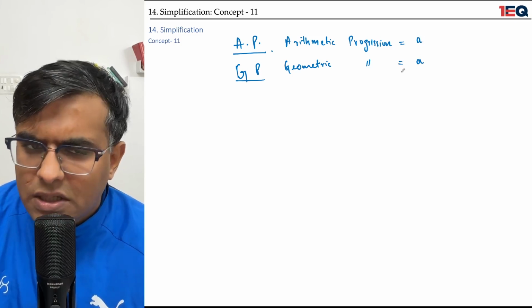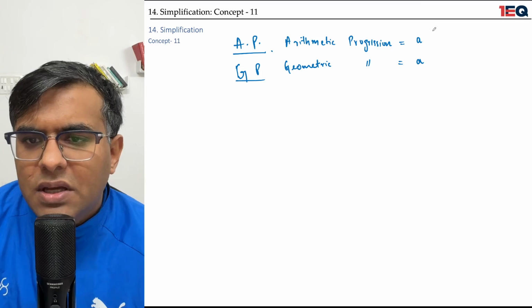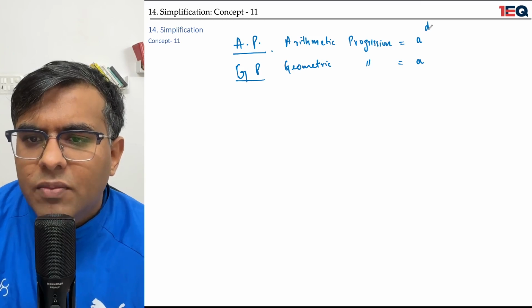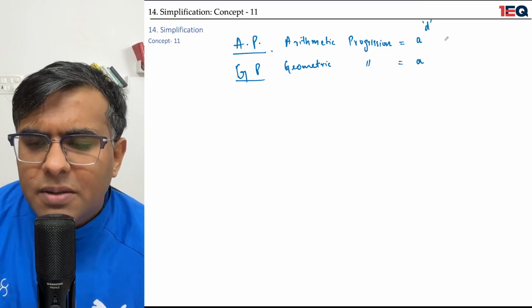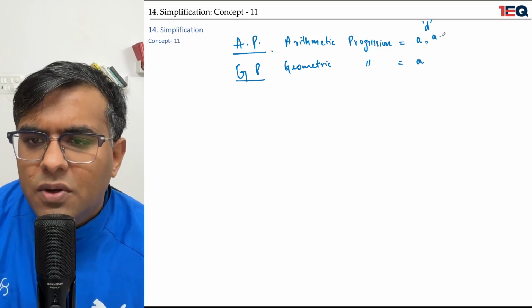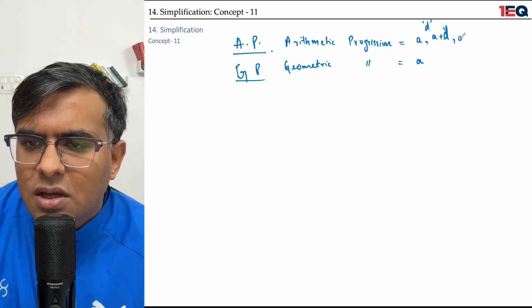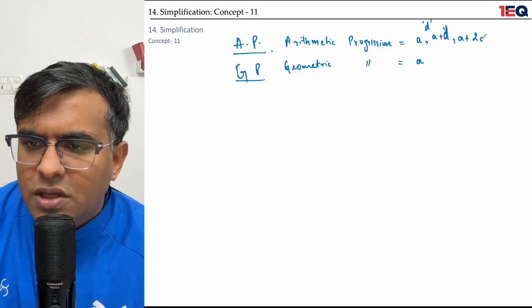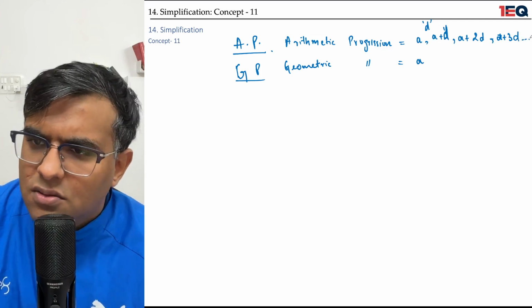Similarly, the first term is a in geometric progression. In arithmetic progression, let the first term be a, then there is something called d. D is basically called the common difference. So when the first term is a, the second term is going to be a plus d. The third term is going to be a plus 2d. The fourth term is going to be a plus 3d, and so on.